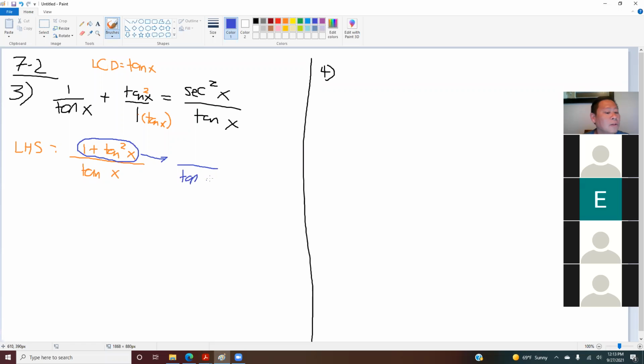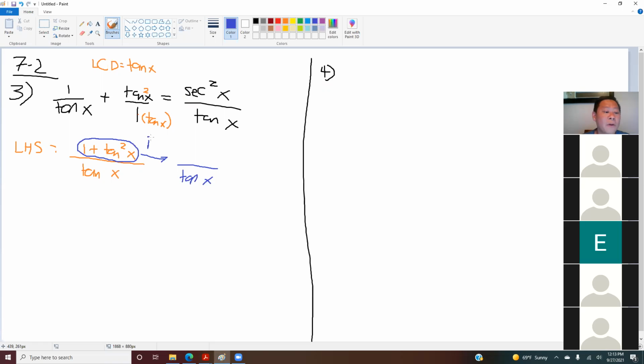Anyone? This one you guys should know. What identity is used here to change the 1? The Pythagorean identity. And what does the Pythagorean identity say for 1 plus tangent squared x? You get secant squared x. Yep. So you will get exactly secant squared x, and this is your right hand side here.